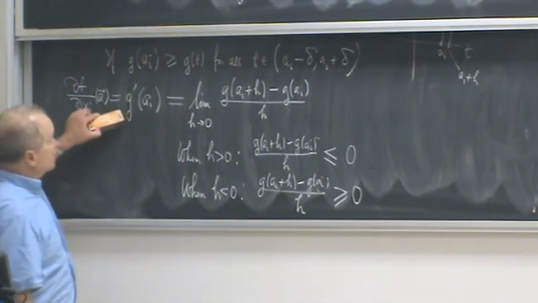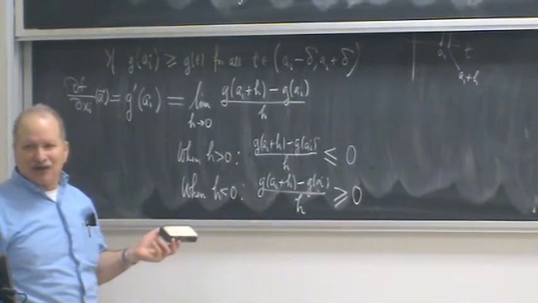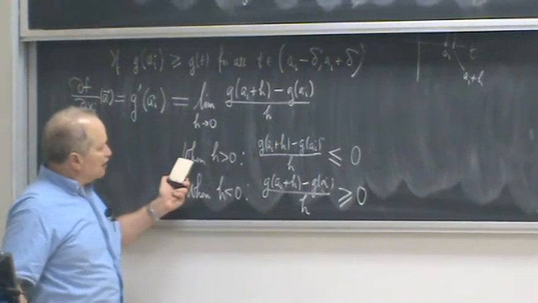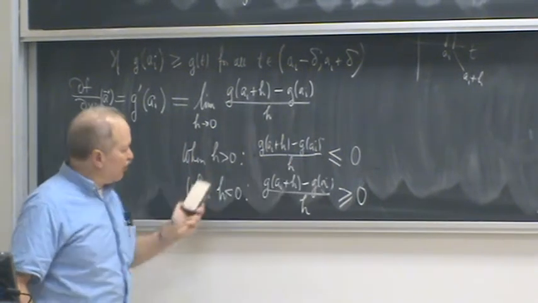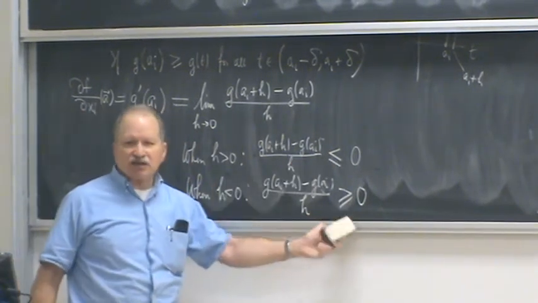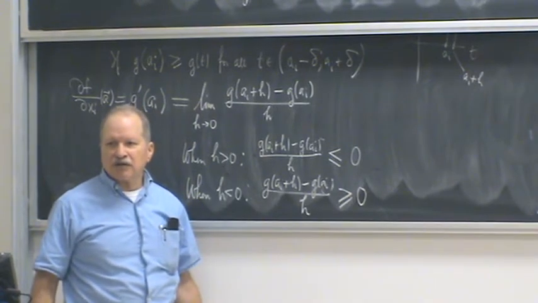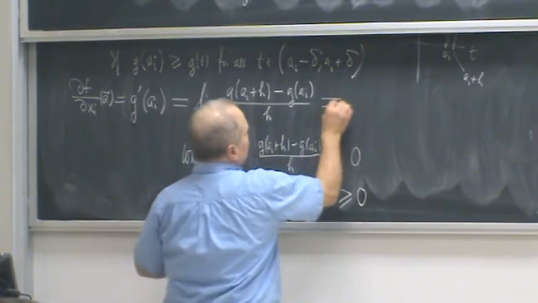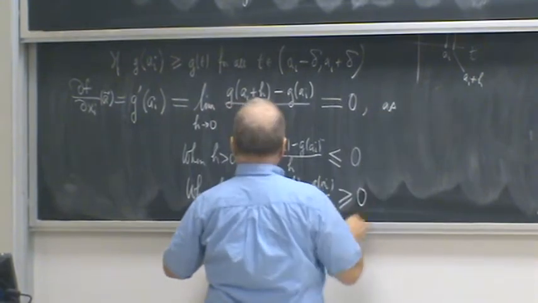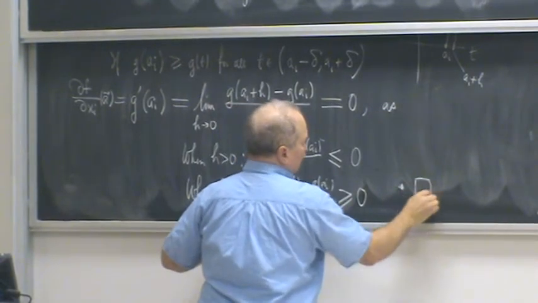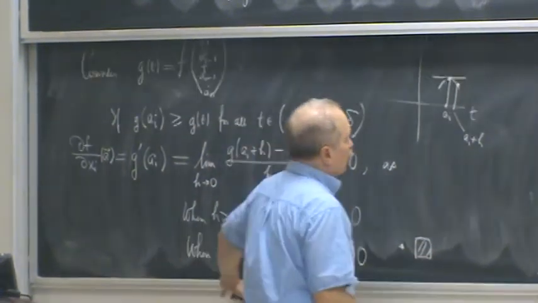So this limit exists because the function's differentiable. From the right, it's negative or 0. From the left, it's positive or 0. Ergo, it must be 0. Okay. So all the partials have to be 0.